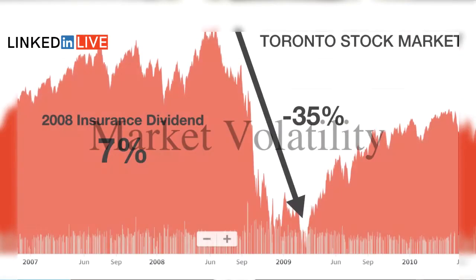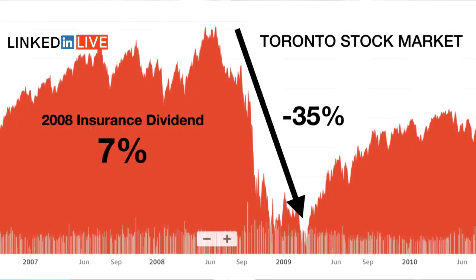This is 2008, 2009. If you remember this, comment please below, because this is something that scared the heck out of everybody. People were really running for cover and they were nervous, and why not? Minus 35%. Worldwide economic collapse. People were scared. But you know what happened in that same year? People that were invested in participating life insurance received about a 7% dividend, while other people had their money invested in accounts that were going down by 35%.